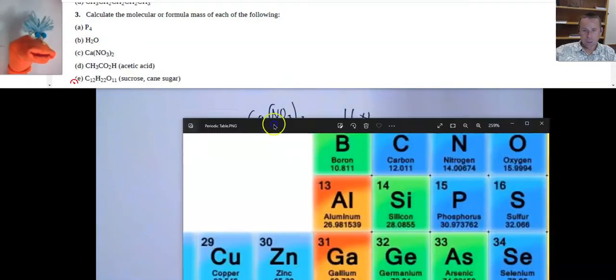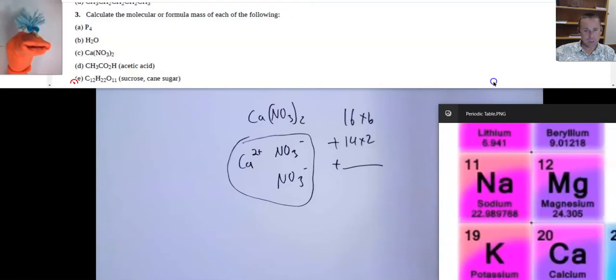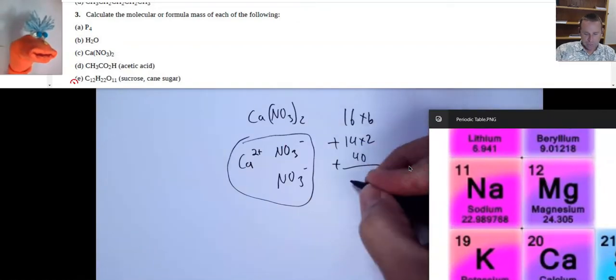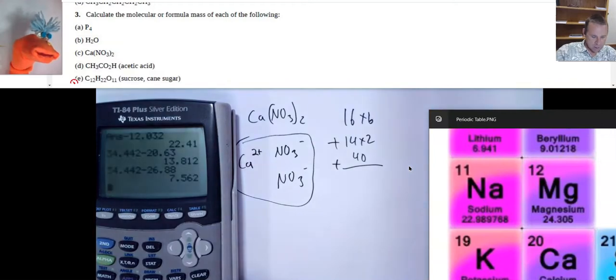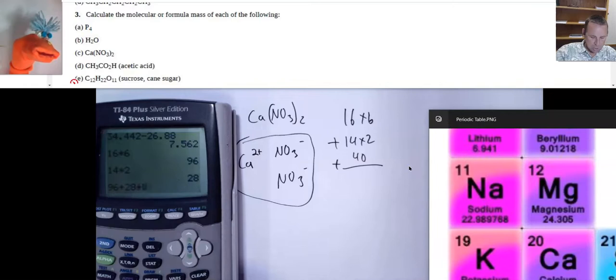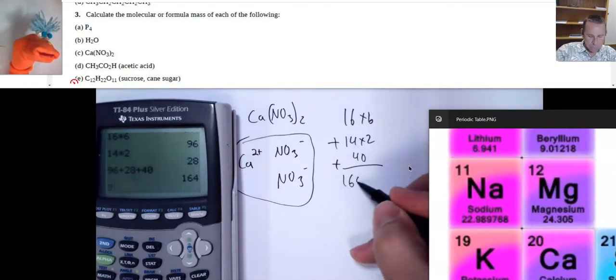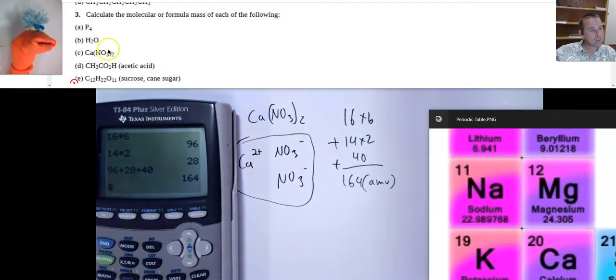What's calcium? Let's take a look here to see what calcium is. It's 40. Okay, so we're going to be adding a 40. All right, calculator. Let's see what we get here. 16 times 6, 96. 14 times 2, 28. 40. So we got 96 plus the 28 plus the 40. 164 is how many atomic mass units there are in 1 unit of this compound.